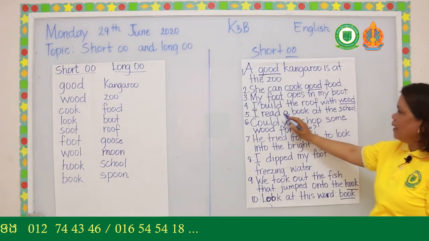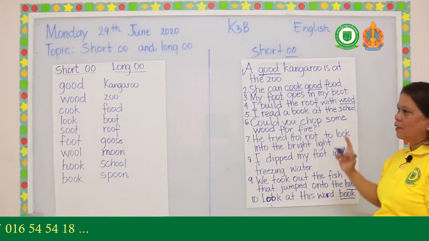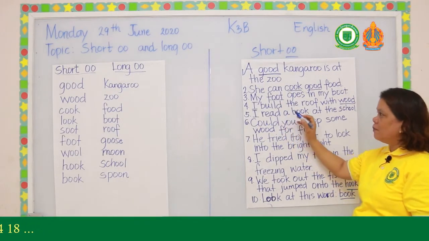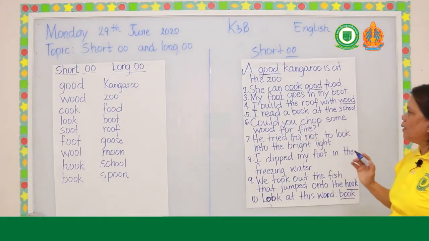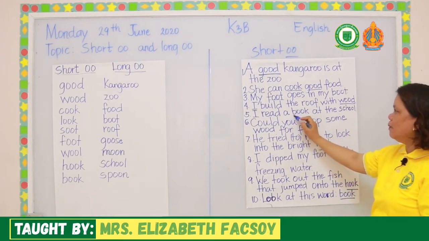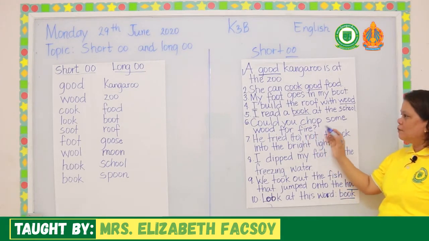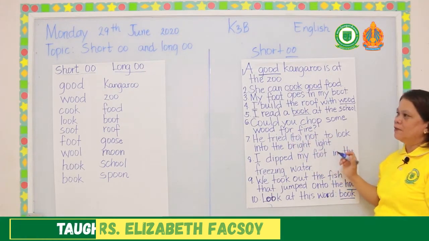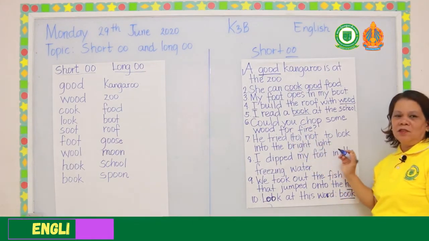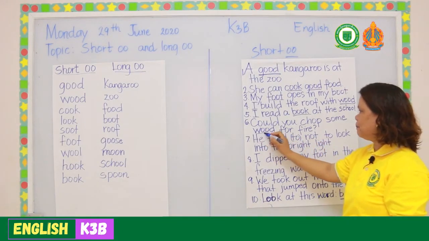Alright? Then, number 5, I read a book at the school. Which one is short sound O? This one, okay? Book. School is a long sound. Could you chop some wood for fire? Is that wood a short sound? Okay, it is short, okay?